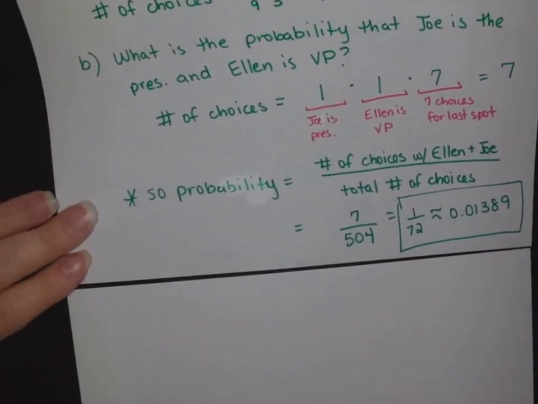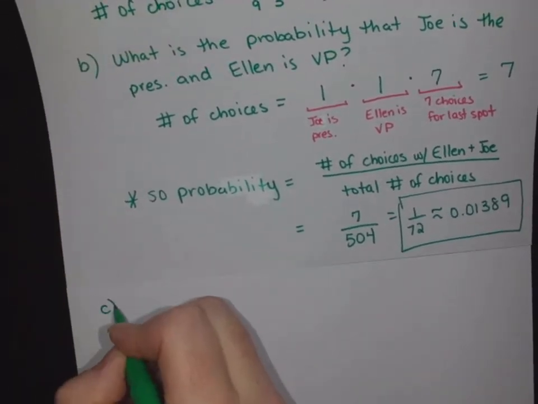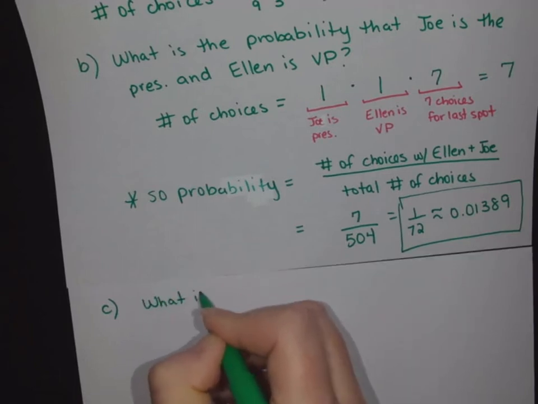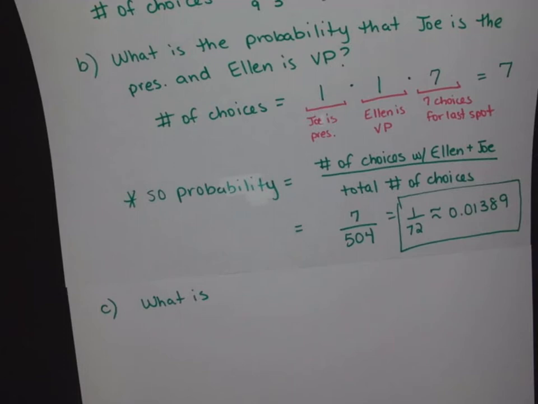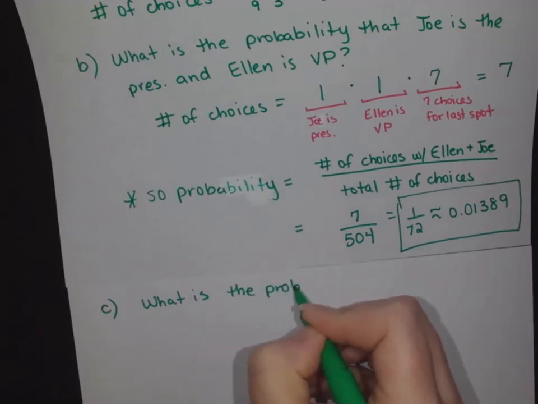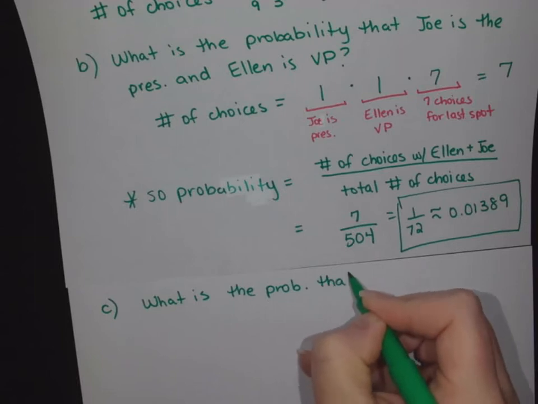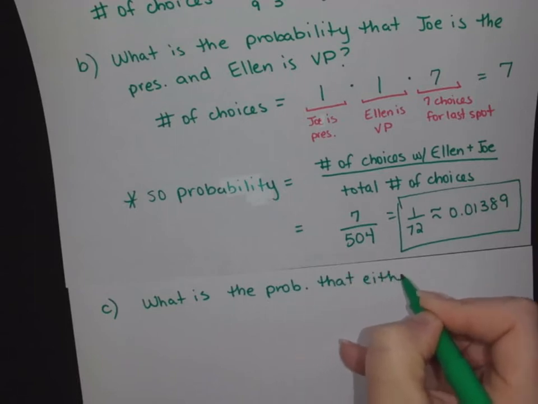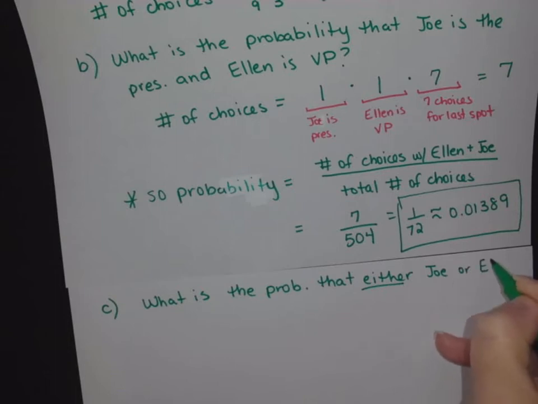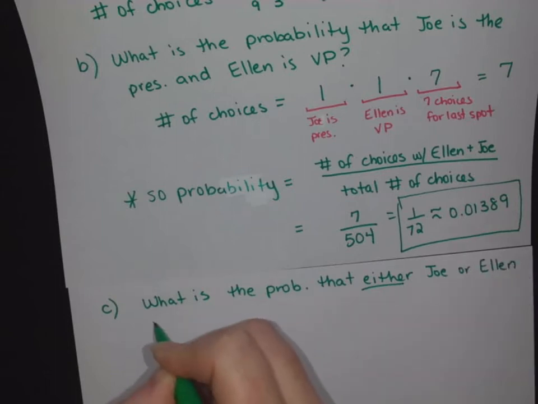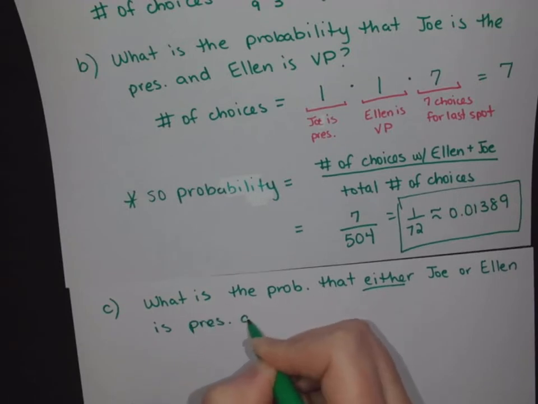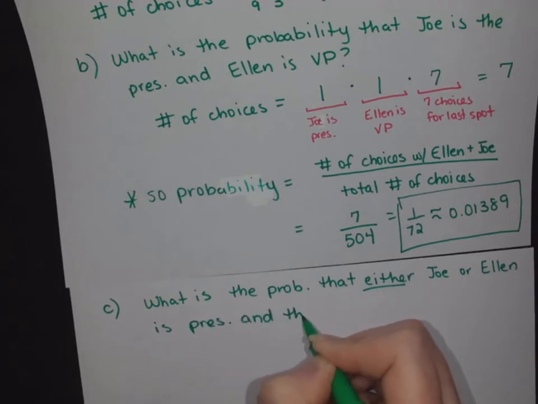When you want probability, you have to actually do a fraction. So let's do one more. What is the probability that either Joe or Ellen is president and the other is VP?